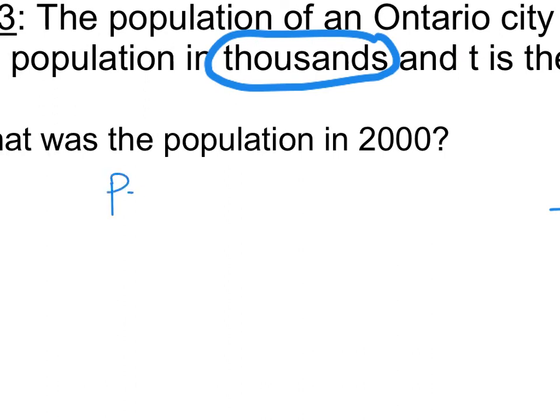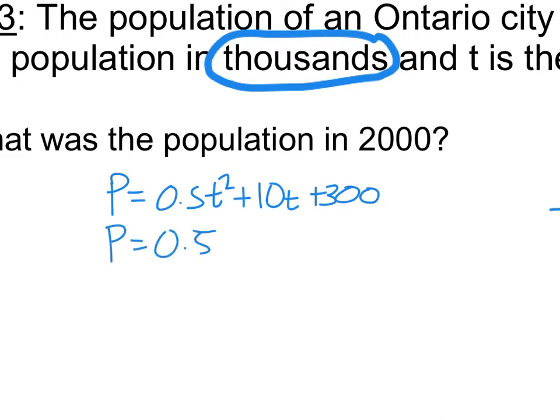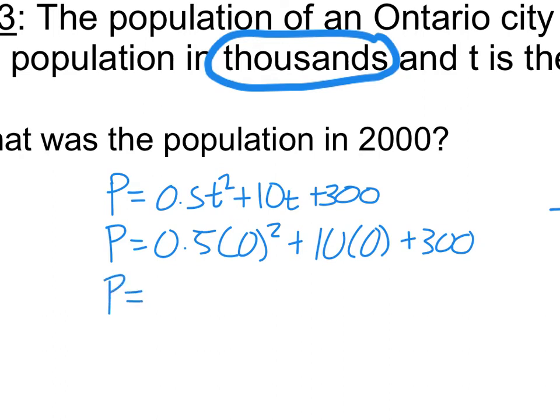Our population is equal to 0.5 t squared plus 10t plus 300, and we'll replace our t with the amount of time from the year 2000, the amount of time being 0, because 2000 is our starting point. How did I know it was my starting point? I got that information from my question, right? I'm not expecting you to know that from the top of your head.